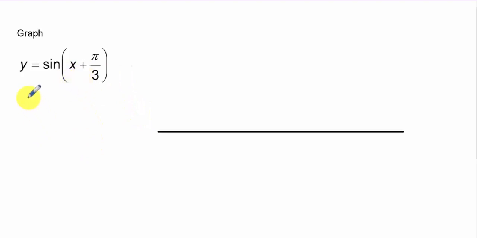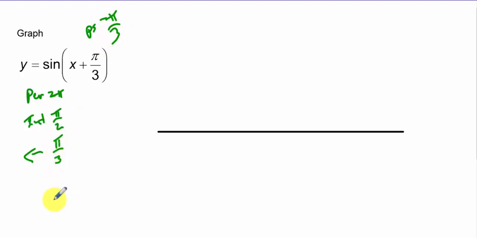Same thing happens here, period 2 pi, and I know I have intervals of pi over 2, and now I'm moving backwards. My phase shift is negative pi over 3, like so. Notice, I've got an issue here. It's not like last time where I had easy countings from the first interval of 0 to pi over 2. Now I'm moving back pi over 3 and having to add pi over 2 every time.